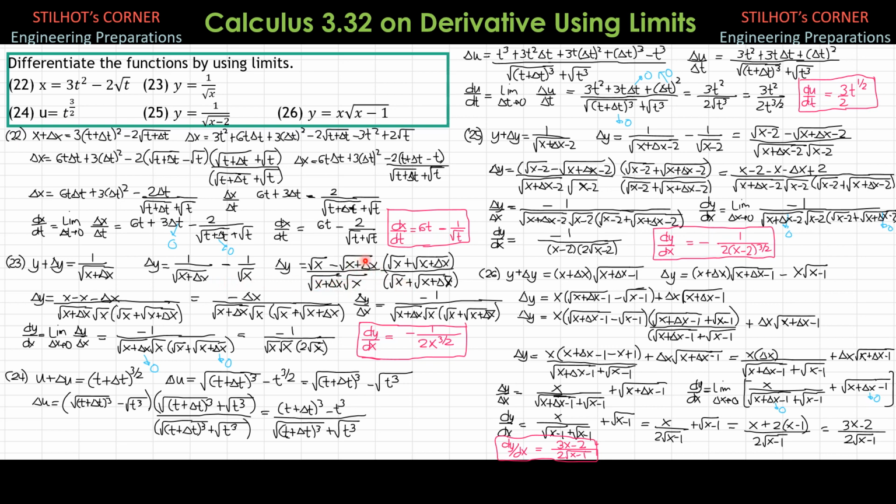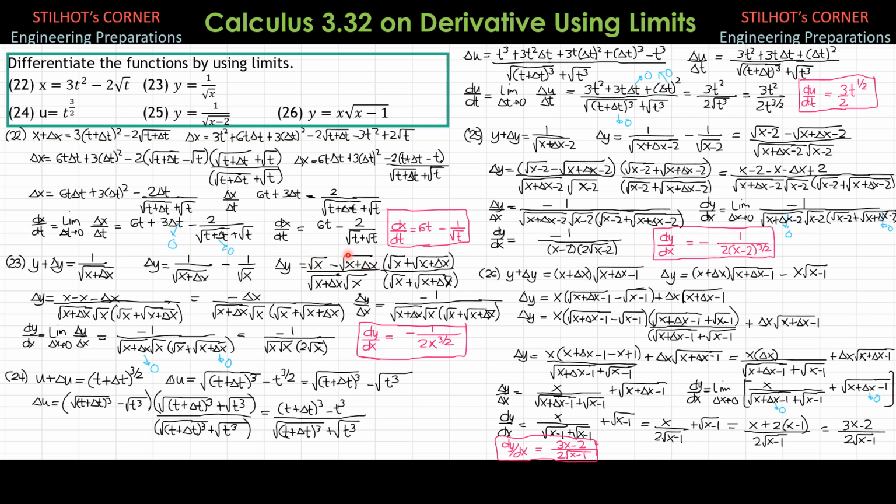Then we multiply and divide by the conjugate of this numerator, which is quantity square root of x plus square root of x plus delta x over quantity square root of x plus square root of x plus delta x, the same. So take note that this horizontal bar is a vinculum and it is a grouping symbol. So that's a group.